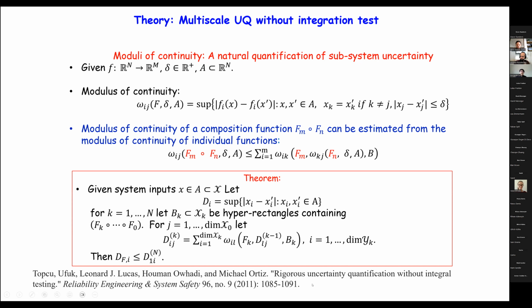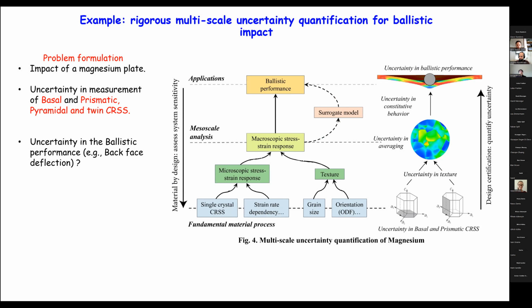I'm not going to go into the very details of this theorem, but I'm going to impress you with the results. For example, here I'm showing you a multi-scale impact of a magnesium plate. At the macro scale, we have a ballistic impact: a ball impacting a plate. At the middle scale, we have a bunch of polycrystals. If you look at the microstructure of materials, these are metals, and they have polycrystal microstructures. If we then move to another length scale, the micro scale, we have single grains. Each of the polycrystals is made of single grains itself.